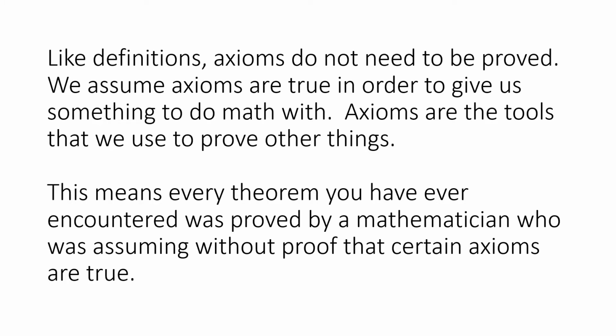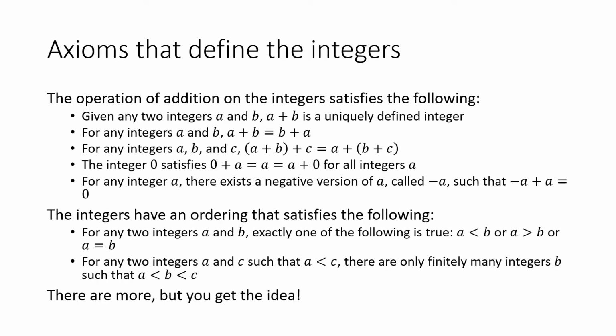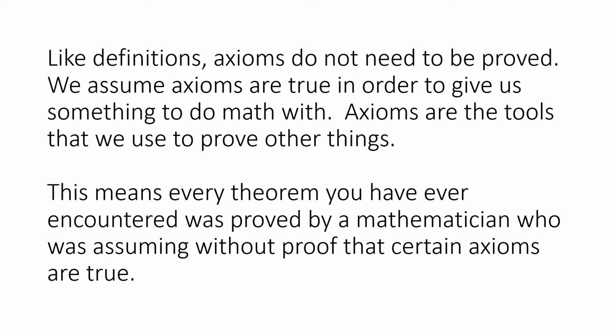So this means something a little bit strange that you might never have thought about before, but this does mean that every theorem you've ever encountered, from the Pythagorean theorem to the fundamental theorem of calculus, all of those were proved by a mathematician who was assuming, without proof, that certain axioms are true. So what exactly were they assuming? And should you be sort of aware of those, or does it matter? I mean, the ones about integer arithmetic certainly didn't seem very controversial. None of these are like objectionable ideas here, even though we can't prove them. But what exactly do other mathematicians assume are true?